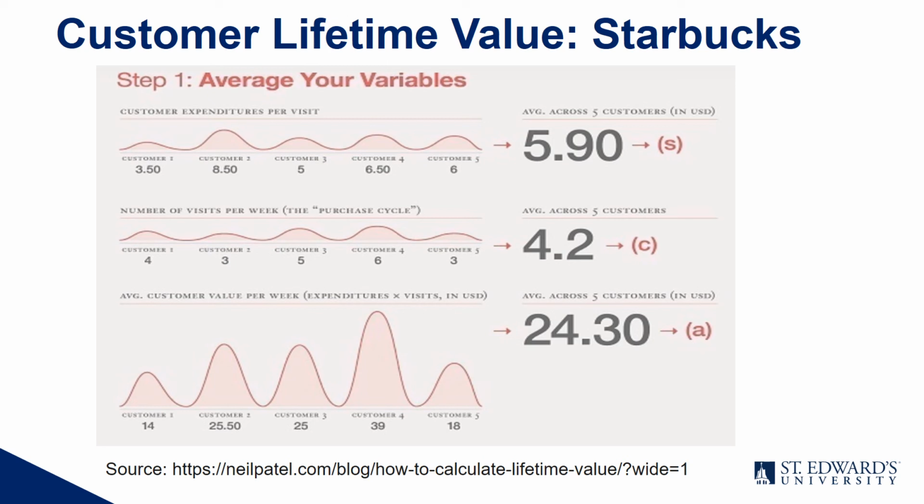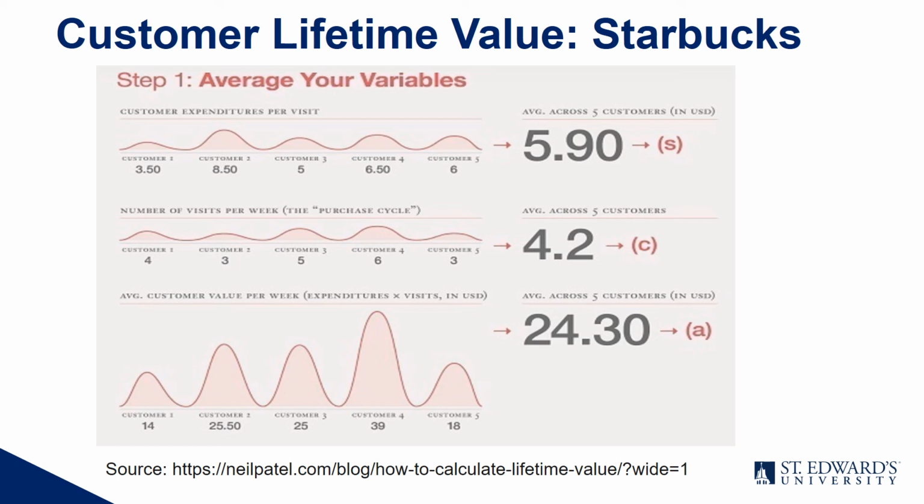So for this example, they looked at 5 different customers and 5 different amounts that they spent. Customer 1 spent $3.50, customer 2, $8.50, and you see it across the way. The average cost amongst 5 customers, as you saw, is $5.90. That is the average amount of money someone spends at Starbucks based on this analysis every time they visit. But now you have to look at how often they visit. So it's not just how much they spend, it's how frequently they spend too. That determines the frequency aspect, the purchase cycle.